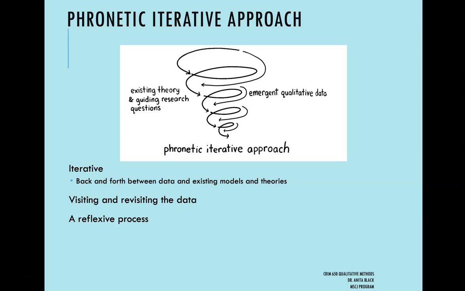Iteration is a reflexive process where the researcher visits and revisits the data, connects empirical materials to emerging insights, and progressively refines the focus and understandings. It asks, what are the data telling me? What is it I want to know? And then it brings those both together and looks at what is the dialectical relationship between the two.